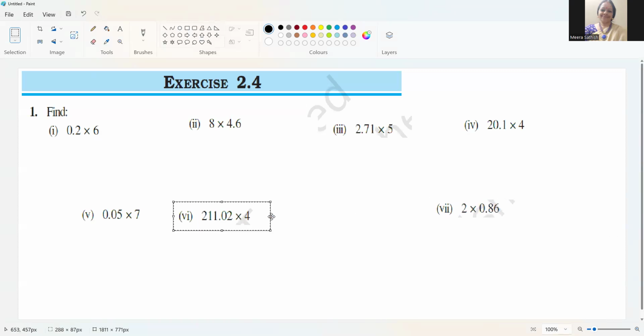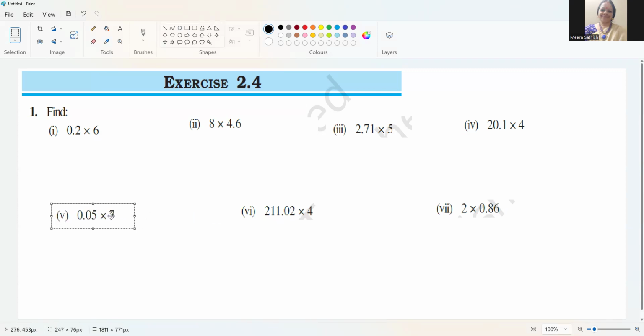What you have to do is you just have to multiply the number without considering the decimal place. Simply multiply. Then total how many decimal places are there? Count it. That much decimal place should be in the answer. That's it. So let us see.